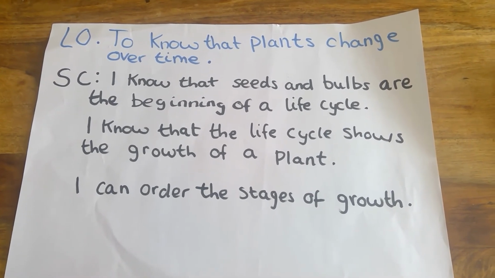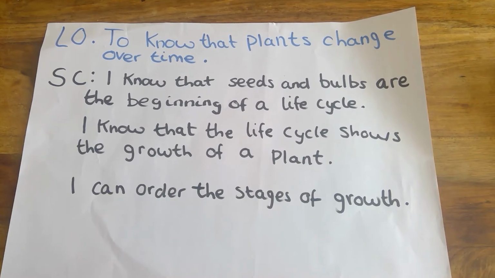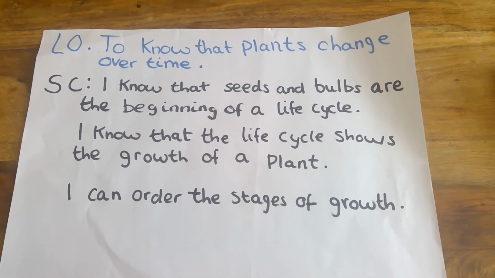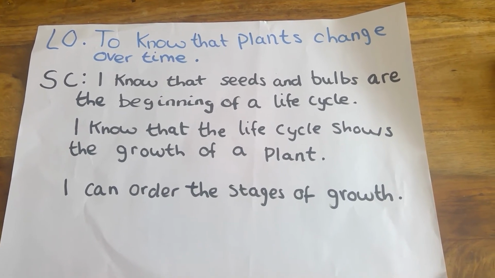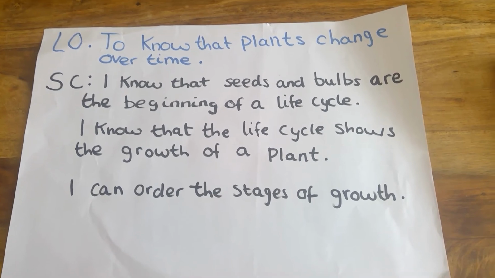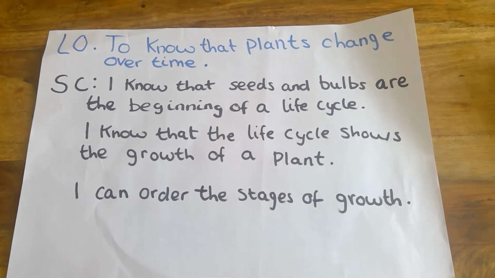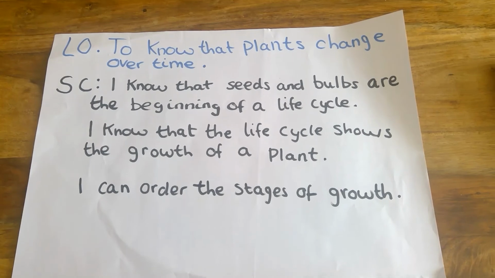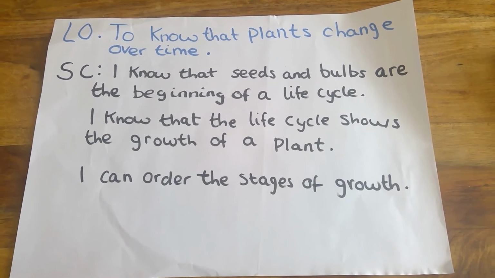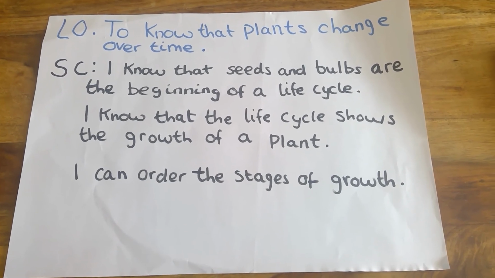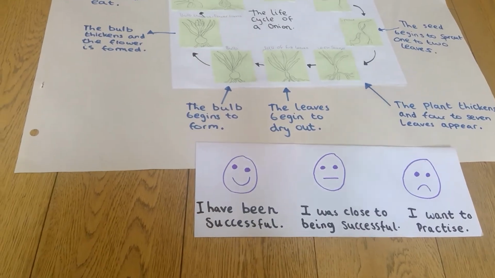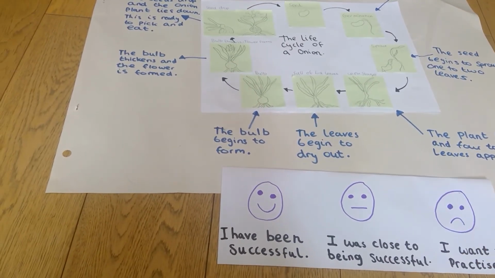If I look at success criteria number 2, I know that life cycles show the growth of a plant. I think I've achieved this as from my information that I have found, I know that life cycles show the different stages of growth of a plant or an animal. And the last success criteria, I can order the stages of growth. I think I've achieved this as I have created my own life cycle of an onion. Now, as I think I've been successful, I'm going to draw a smiley face on my life cycle.